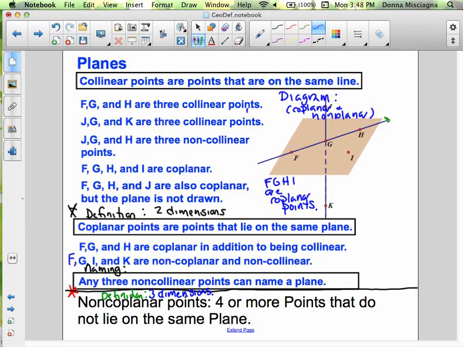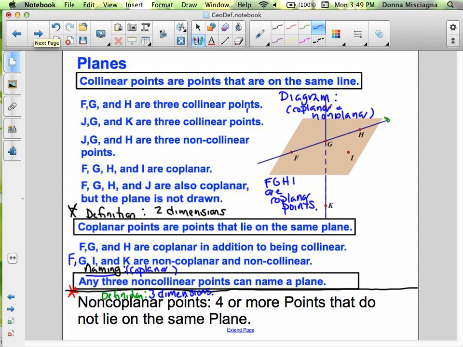Oh, I forgot one other thing. This is for coplanar. Under naming, we've got that diagram that we're going to use for coplanar and non-coplanar. For naming, and this is for coplanar, I have a lot on this page. Write in any 3 non-collinear points can name a plane. Just as a little reminder, that's how we name planes.